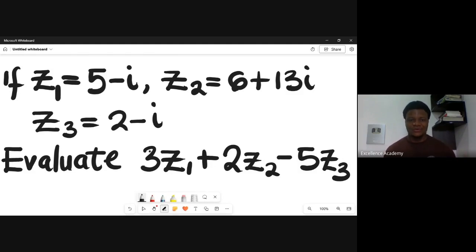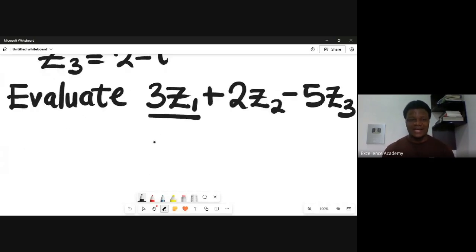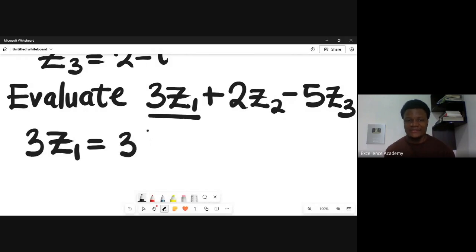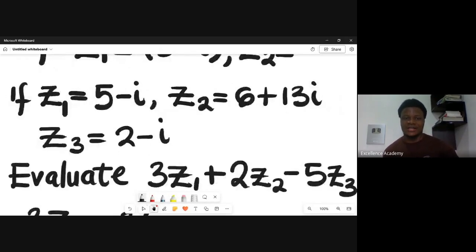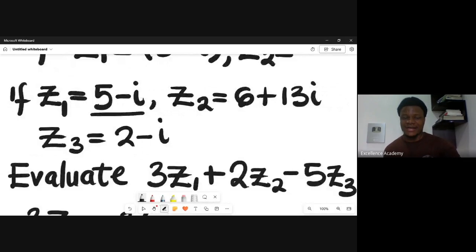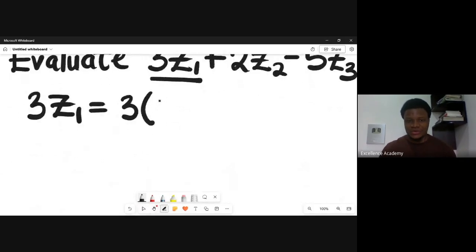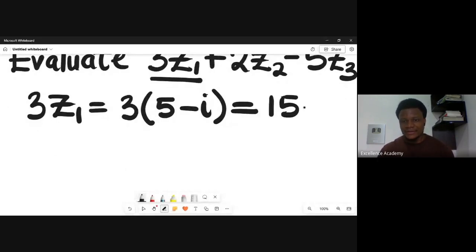Our first task would be, if you look at the question here, we're having 3z1. That's the first thing. Let's evaluate the value of 3z1. 3z1 simply means 3 multiplied by the value of z1. From our question here, you can see that z1 is simply 5 minus i. That means 3 into 5 minus i. If I solve this, this is equal to 3 times 5, that's 15, minus 3 times i, that gives you 3i. So I have 15 minus 3i, that's the value of 3z1.